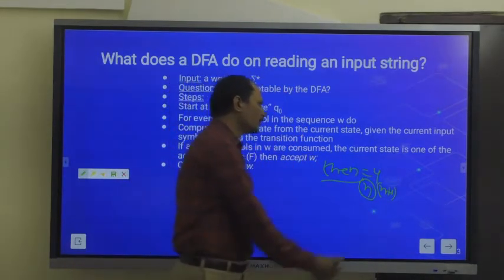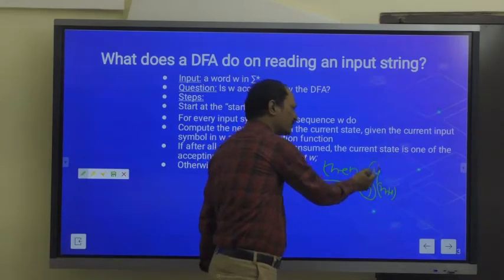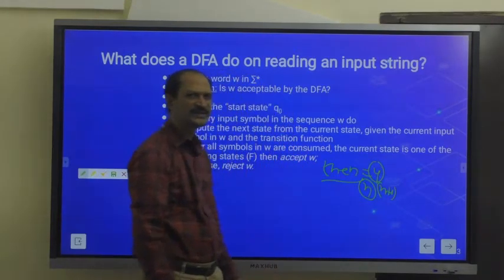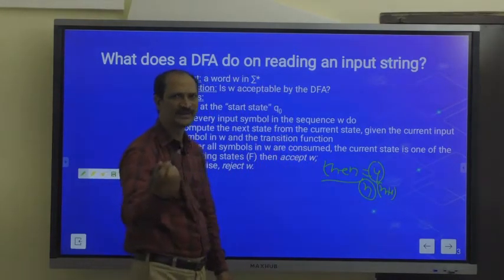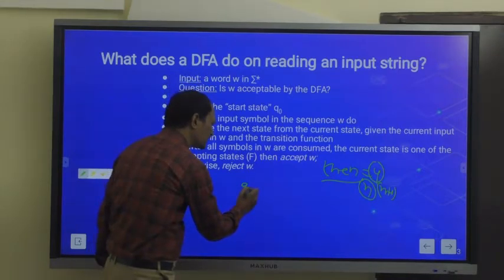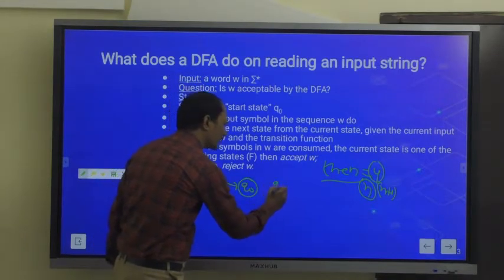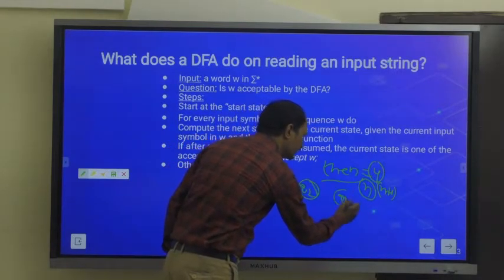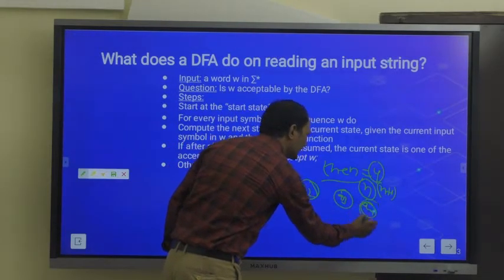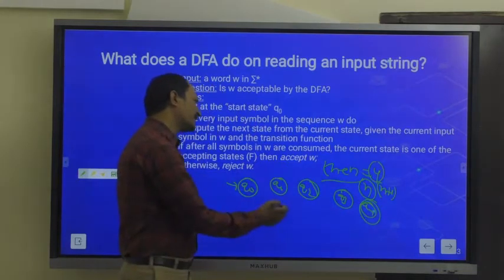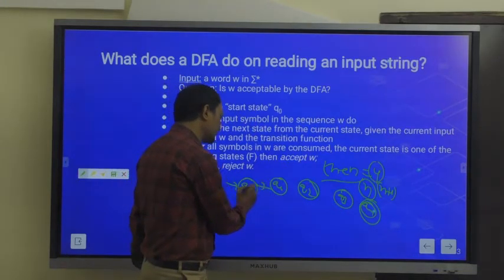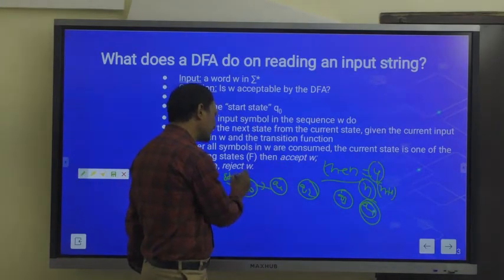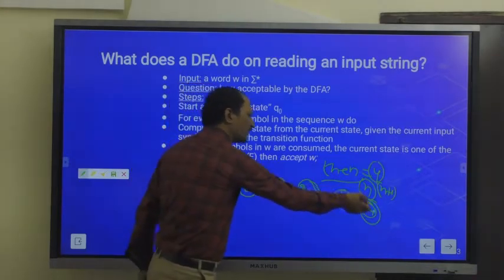If there are n symbols, how many symbols are there? 4. So we may at least require n plus 1, meaning 5 states. So starting from Q0, Q1, Q2, Q3, Q4. Q4 is the final state. This is the starting state or initial state, and that is the final state.